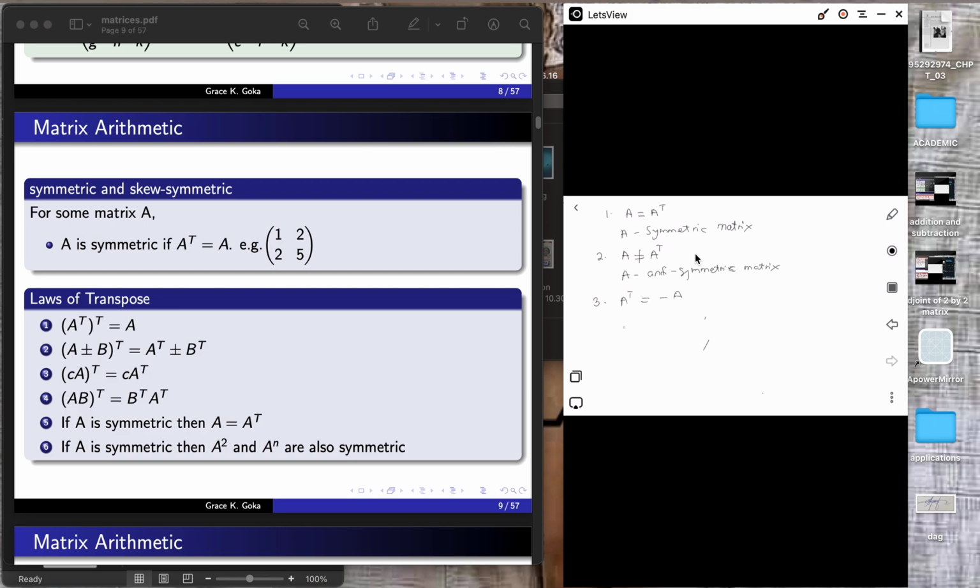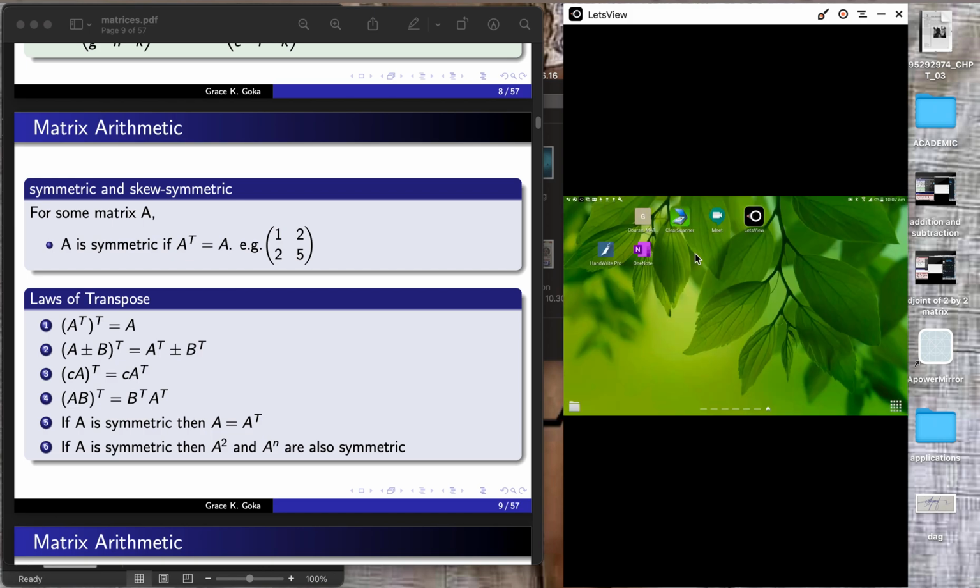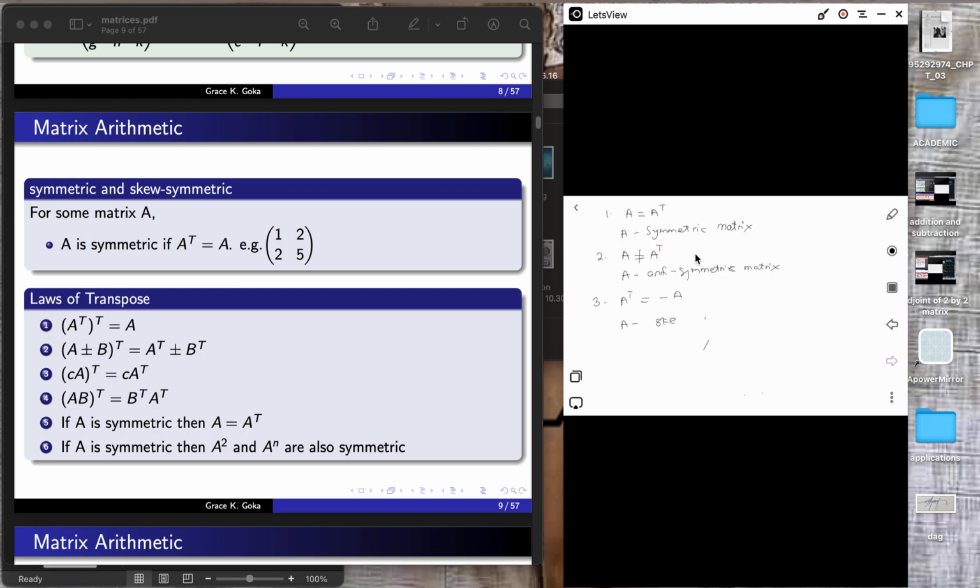All right, and then the third point is, if A transpose is the same as the negative of A, then the matrix A is known as skew-symmetric matrix. So these are the definitions of what a symmetric matrix is, what an antisymmetric matrix is, and what a skew-symmetric matrix is.